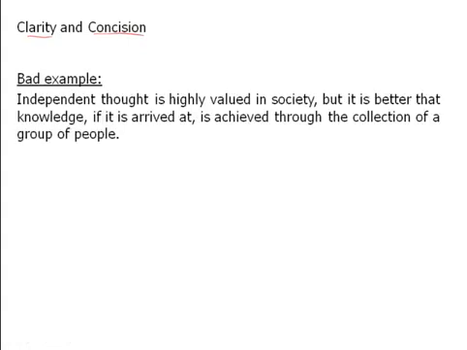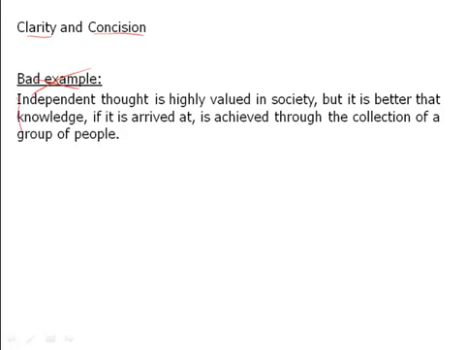Dealing with clarity and concision. What exactly does this mean? Well, it's how you write. It's how you express your thoughts when you write. And we have here a bad example. Well, let's just cross this out for a minute. Judge this on its own merits here without looking at the bad example part.